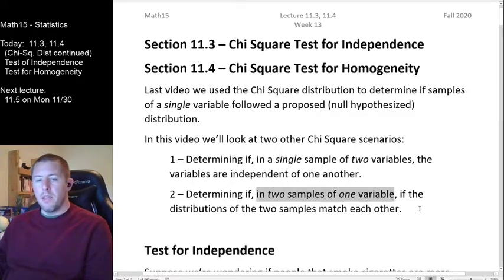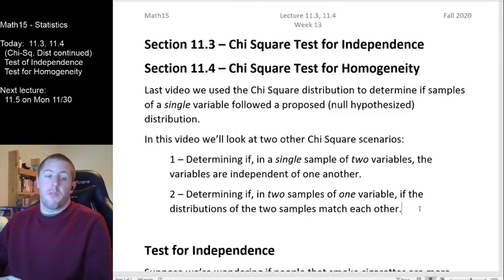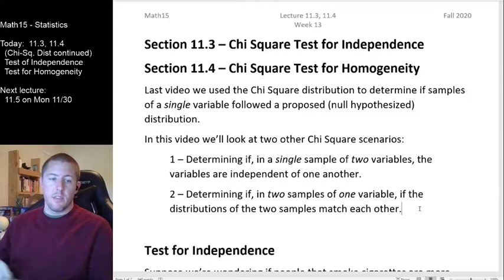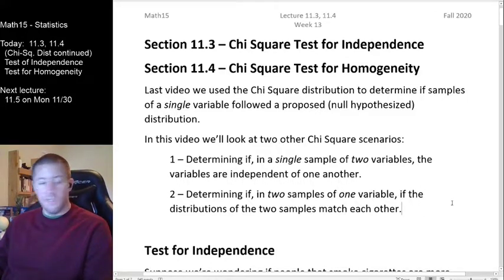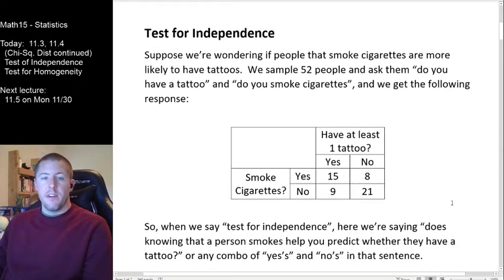So the setups are slightly different here. Our conclusions are going to be different. But the way that we're going to perform our calculations for these two different tests is going to match up to be essentially identical, which is really good news for us as far as what we've got to remember. Right? So let's hit our test for independence first.